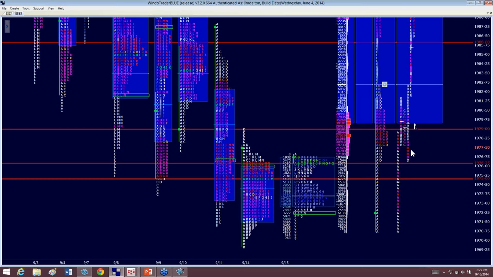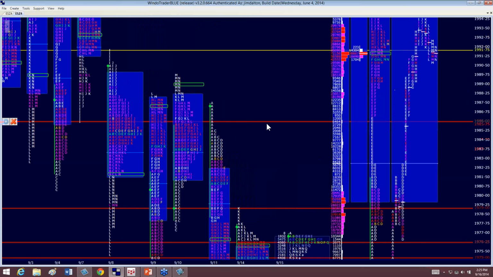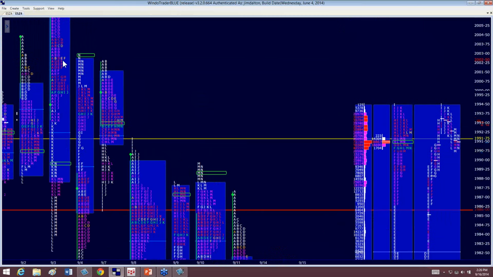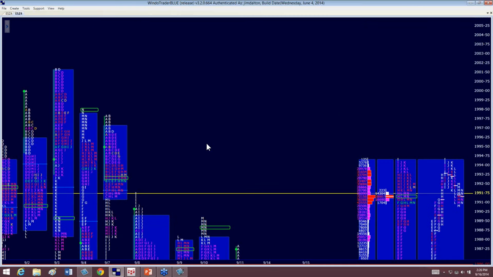But also, I was carrying forward these poor lows. Now, let's see what happened. The market came back up. I'm sorry, poor highs. The market came back up. It only took out one of these poor highs. We've still got this poor high, as well as the overnight high. And guess what? We added to it again today.